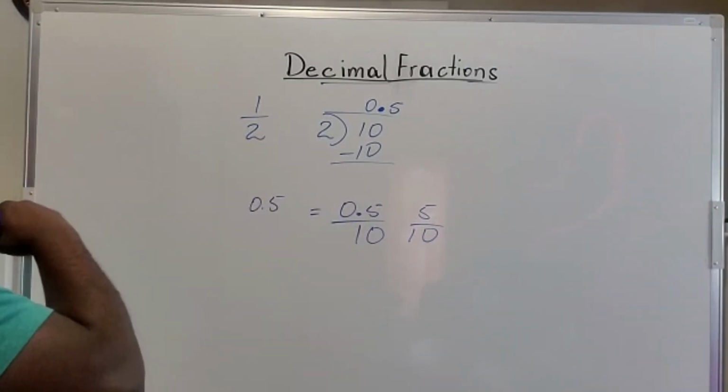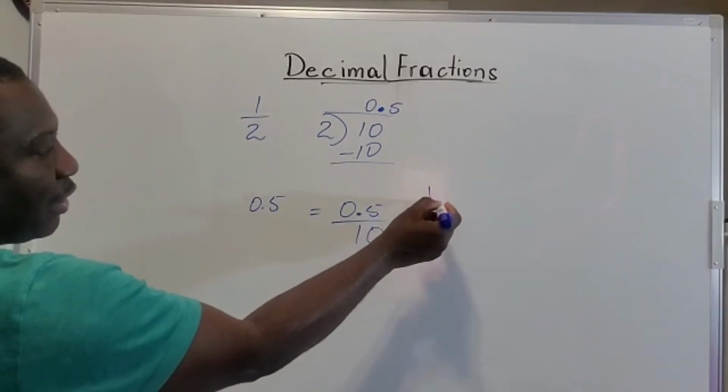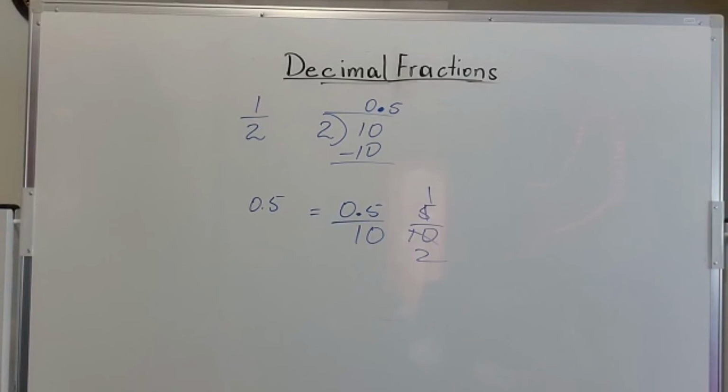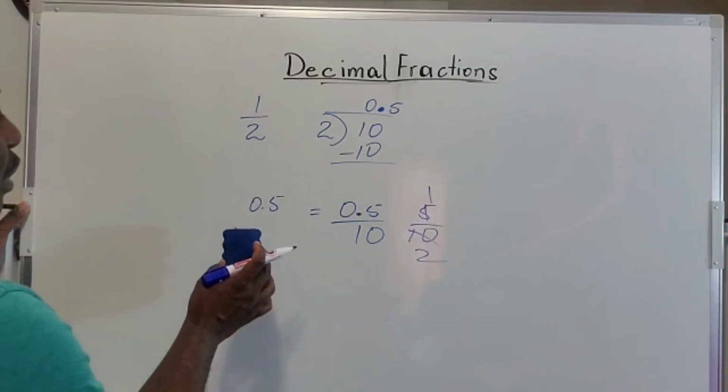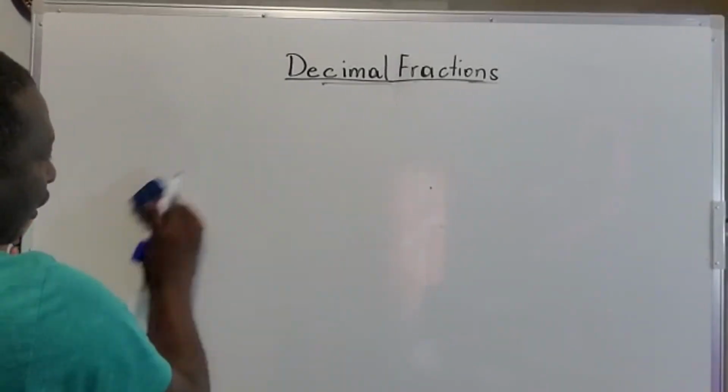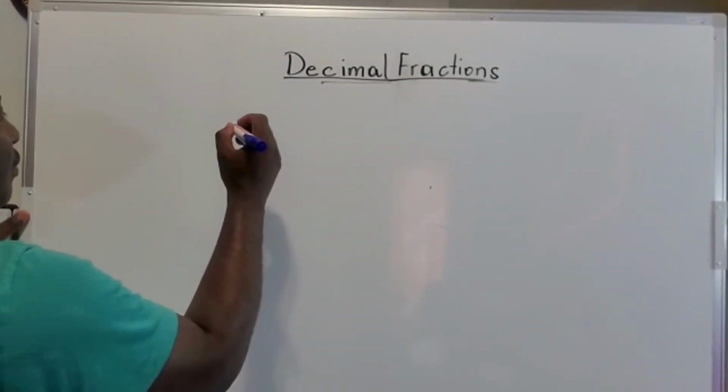How many groups of 5 can I get in the 5? 1, and we'll get 2. So that will take us back to 1/2. Again, you can always pause the video and go back and review at your own pace. Let us try another example here.